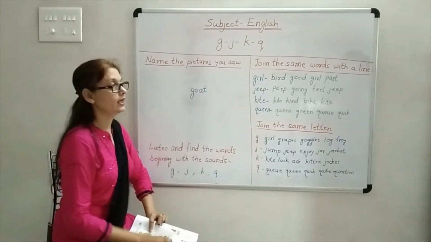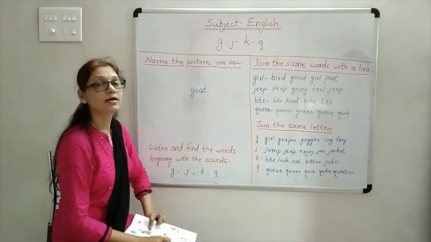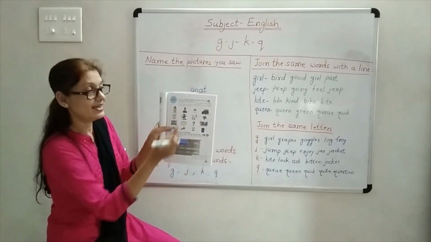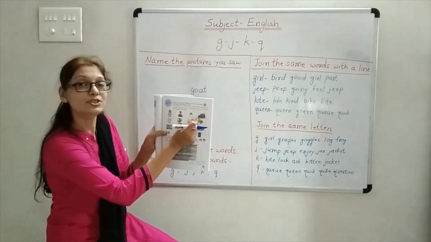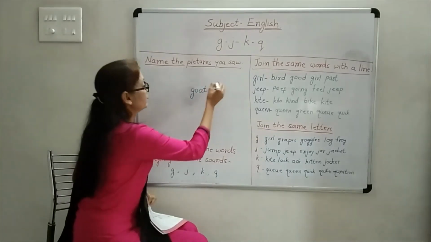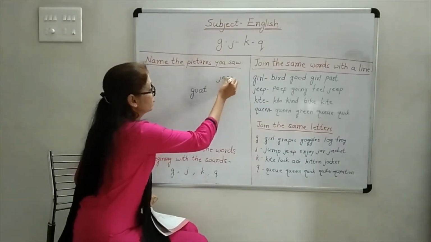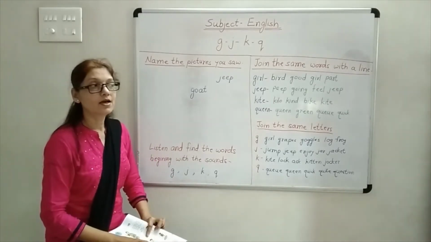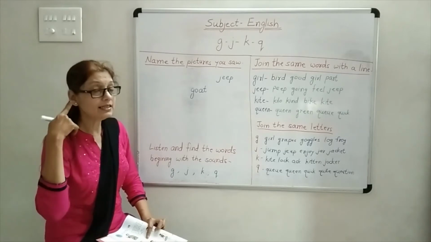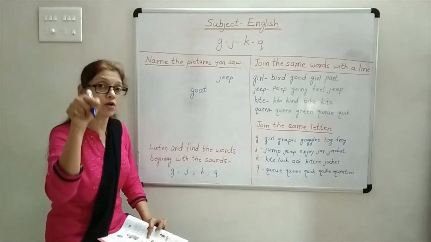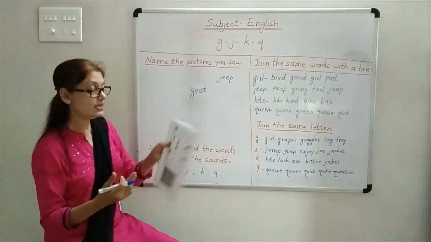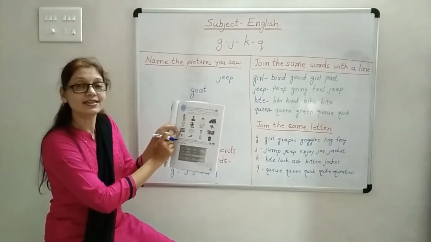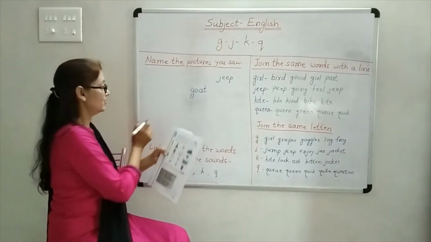Now I'll randomly say, jeep. Where is a jeep? Yes, this is a jeep. Now I will say gate. Listen to these words carefully. You have to find the picture in your book. Where is gate? Yes, this is a gate. I'll write it down.